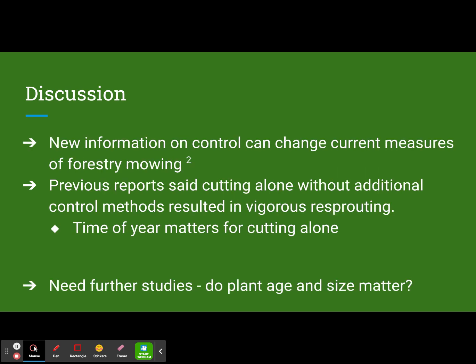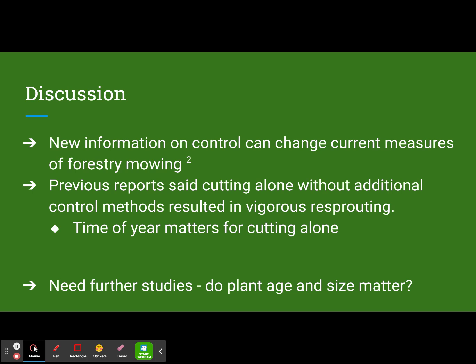Current measures for buckthorn control include using large mowers that cut brush on large scales during summer months. This study could help update those procedures to change to different seasons, because cutting alone in the spring and summer seasons actually increases the amount of buckthorn. Previous studies have shown that cutting alone resulted in vigorous resprouting, but the data from this study suggests that if cutting alone happens during the fall or winter season, it can be effective at controlling buckthorn, which would alleviate the use of excess herbicide applications.